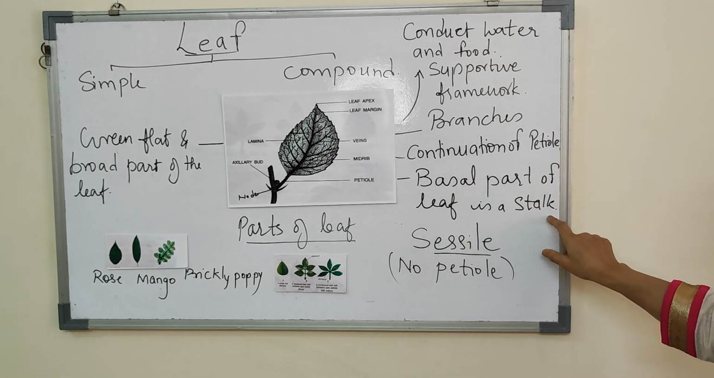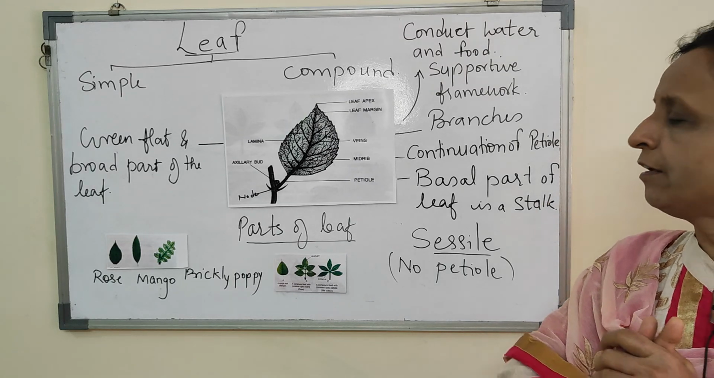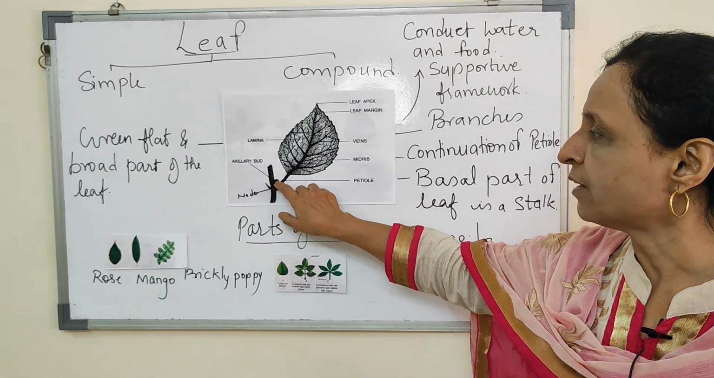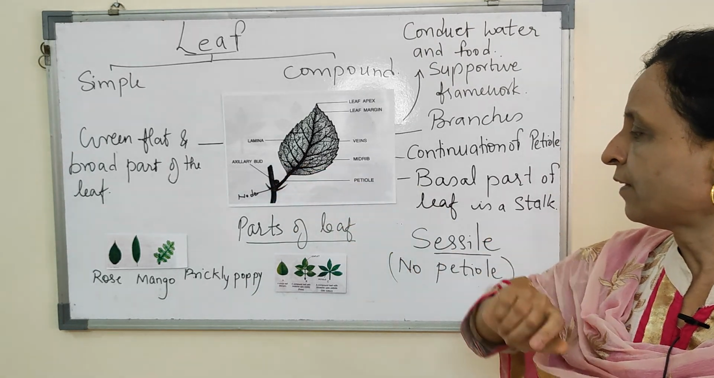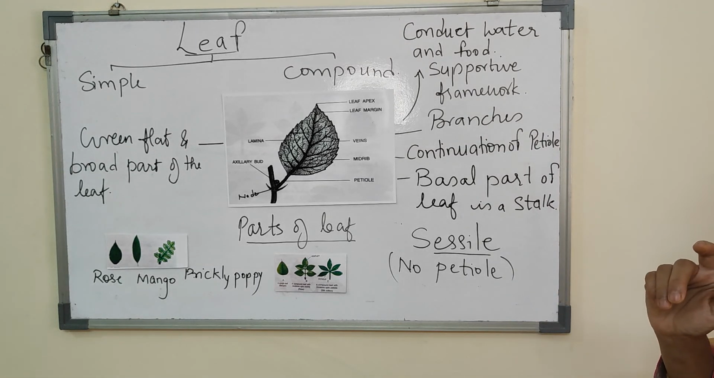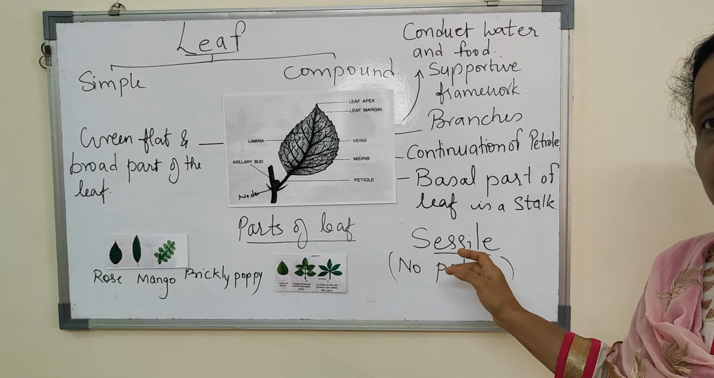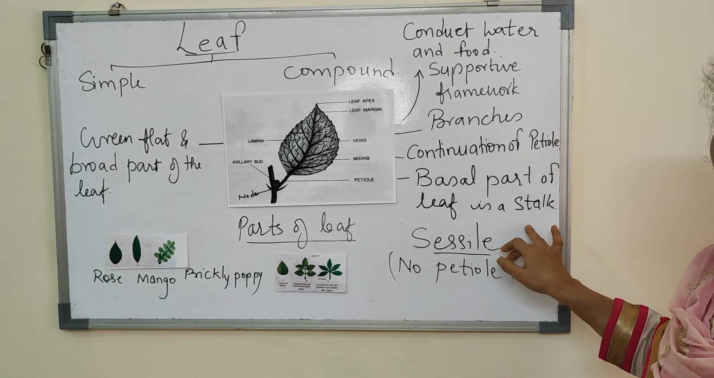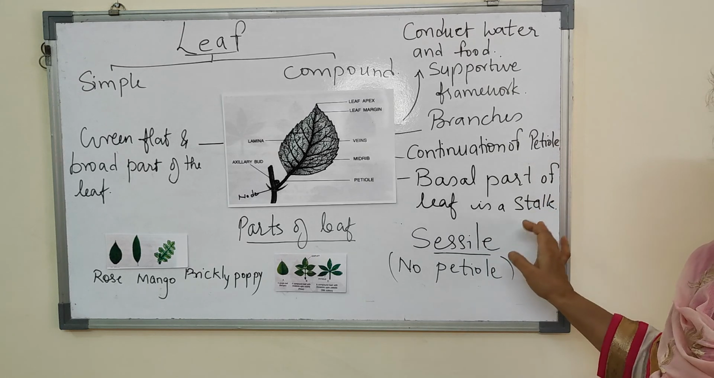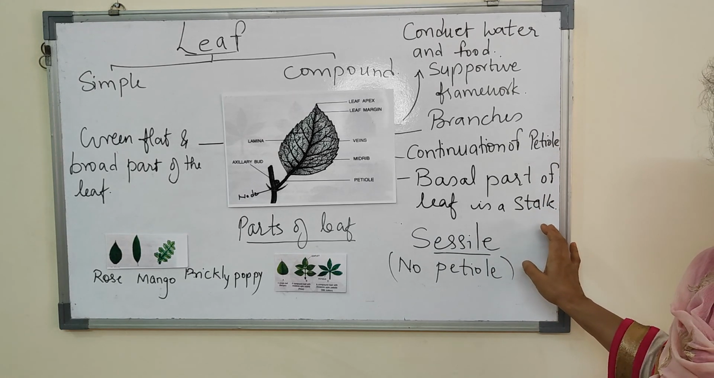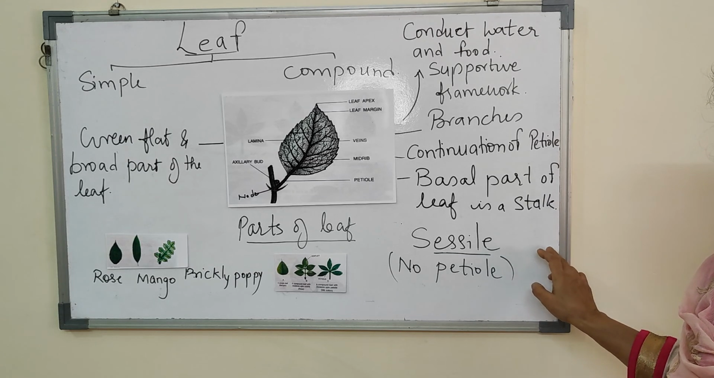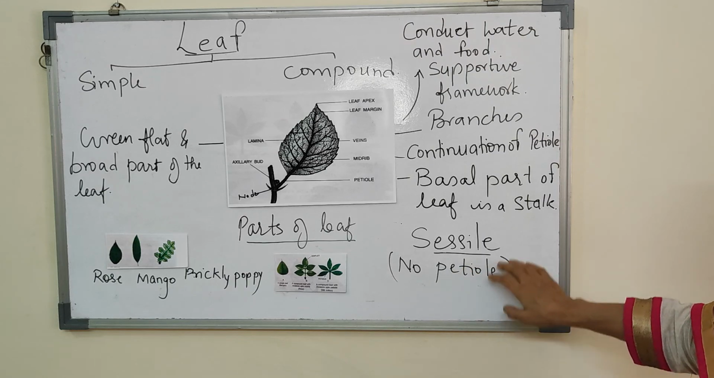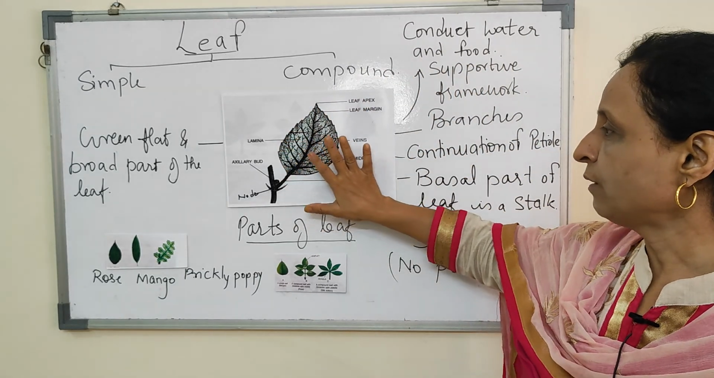The basal part of the leaf is a stalk, but sometimes the leaves are not attached by this stalk, this petiole. They are just attached on the stem. They are known as sessile leaves. If they do not have any stalk, if it is attached without any stalk, it is known as sessile leaf. No petiole, no stalk is present here. So this is the structure of the leaf.